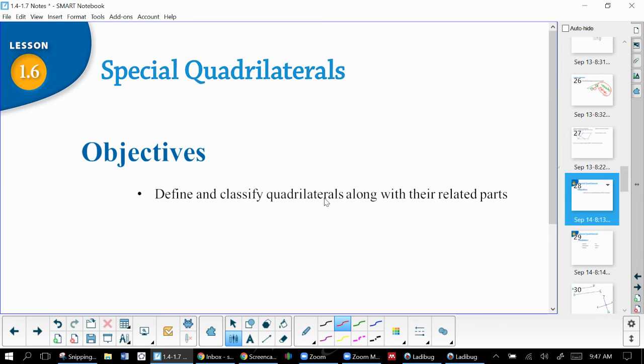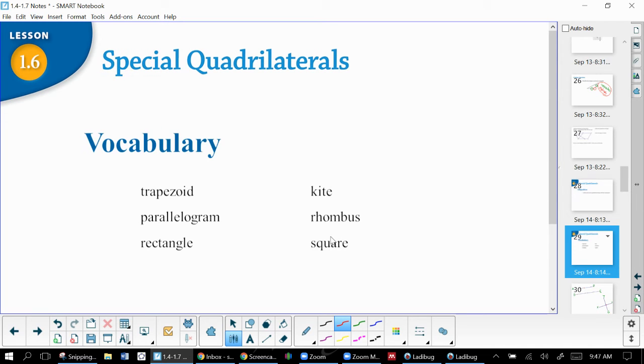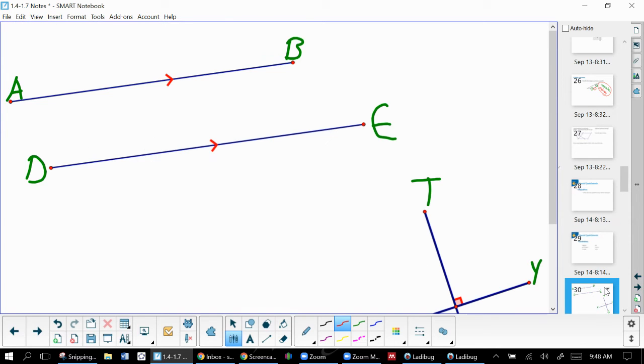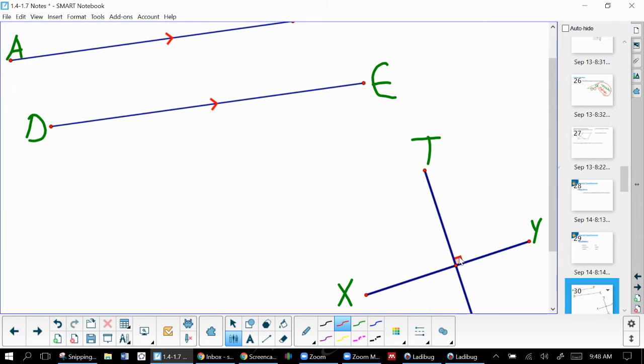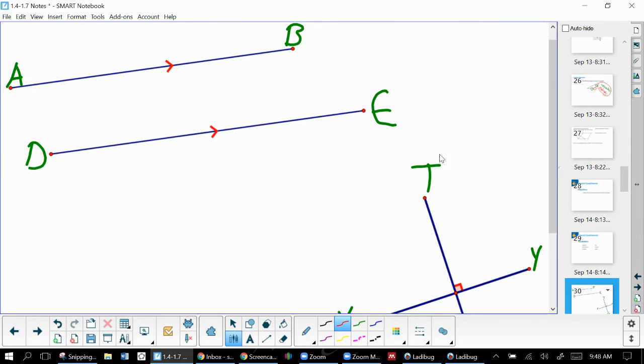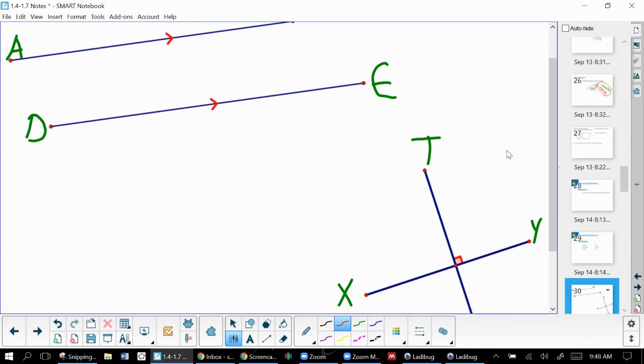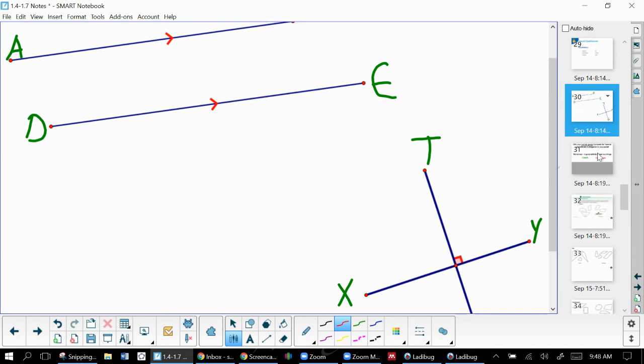So define and classify quadrilaterals. Some of the words you're going to see: trapezoid, kite, parallelogram, rhombus, rectangle, and square. And we will definitely be coming back to these later on in the year. This is just a really quick kind of make sure we're all talking about the same things. Real quick reminder again: parallel, perpendicular. You'll see those symbols in the next couple of slides here.